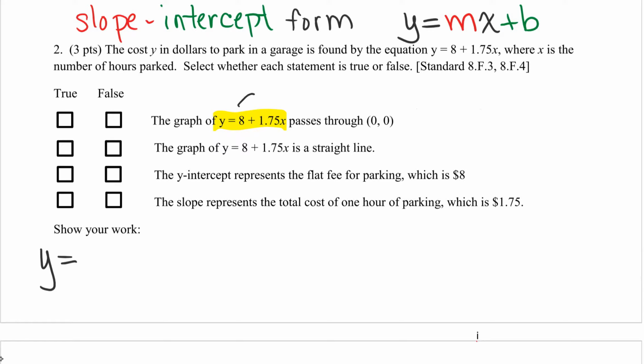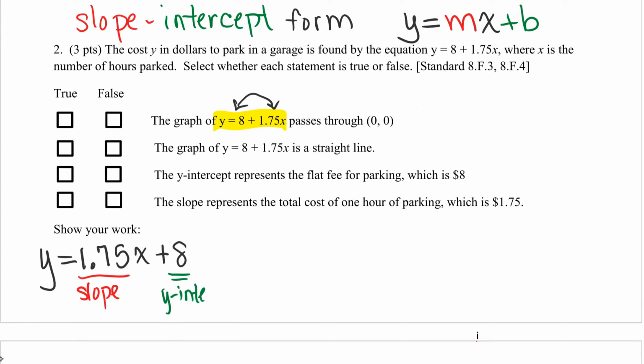I'm going to switch the 8 and the 1.75x, so it is in slope-intercept form. The sign stays the same with each of the numbers. And now I can clearly see that this is my slope, and that this number here at the end is my y-intercept. So I did kind of show some work there.